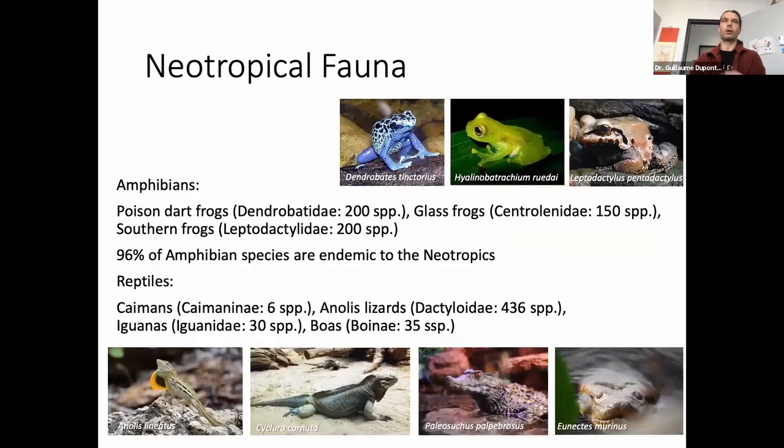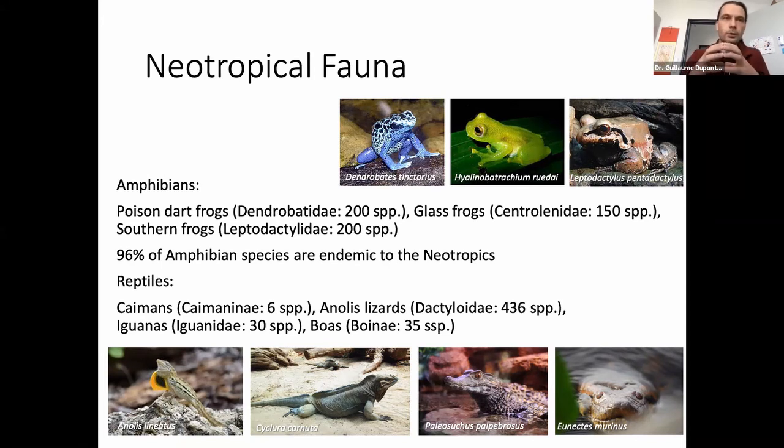Okay, so let's look at some specific fauna for the herpetologists. So we have amphibians. You heard about the poison dart frogs, Dendrobatidae, over 200 species endemic to South America. You may have heard about the glass frogs, so frogs which are almost translucent, so you can see the interior, their organs from the belly. This family contains about 150 species, and then there are other species. 96% of the amphibian species which occur in the neotropics are endemic to this region. They are all confined to there.